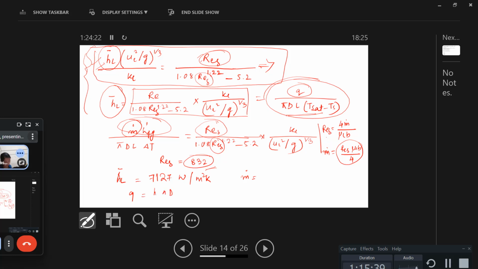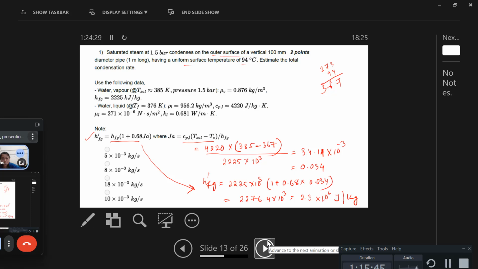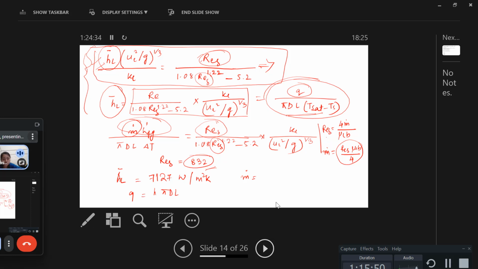H into pi dl. What have they asked to find out? M dot only. Estimate the total condensation rate. Yes, only m dot. So Q is equal to HL bar into pi dl into T sat minus T. If we substitute the values, we get the value of Q as 40.3 kilowatt.